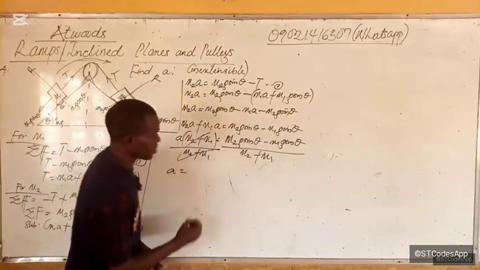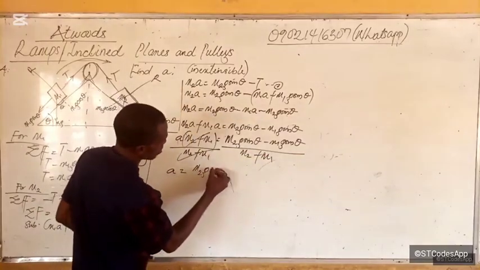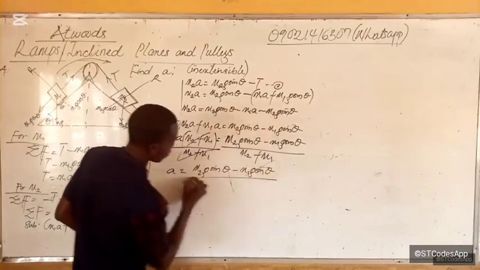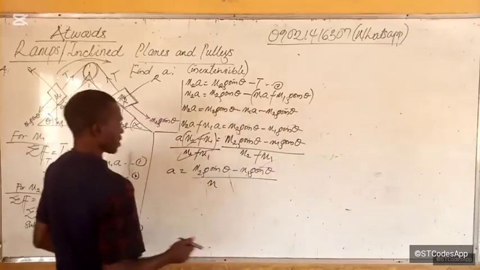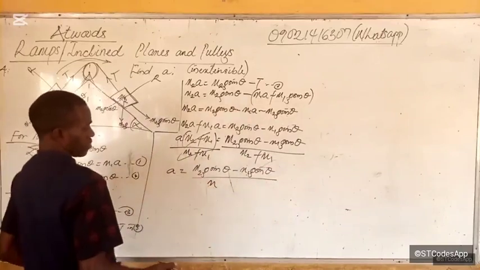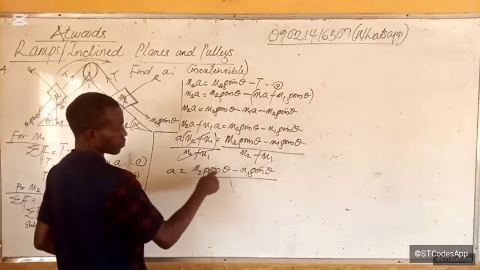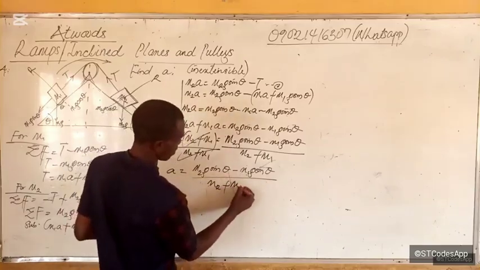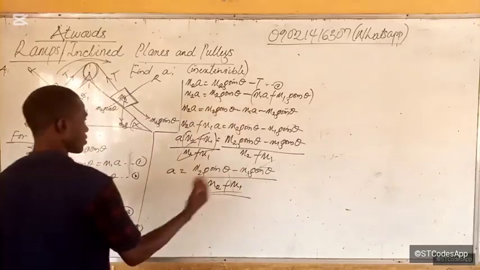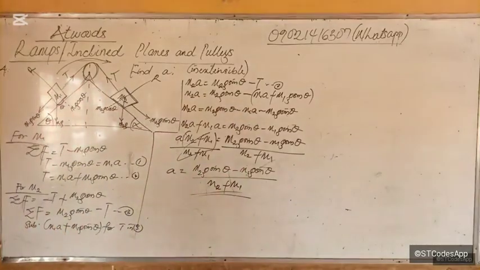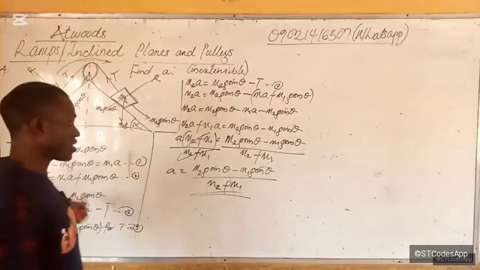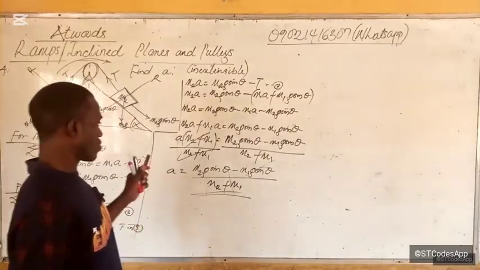a is equal to what? m2g sine theta minus m1g sine theta all over m2 plus m1. And you can decide to put g into bracket, m2 sine theta minus, you understand what I'm saying, right? The way we've been doing that one too. All right, so this is the acceleration of this system. So for whatever mass given and the angle, you can do this.